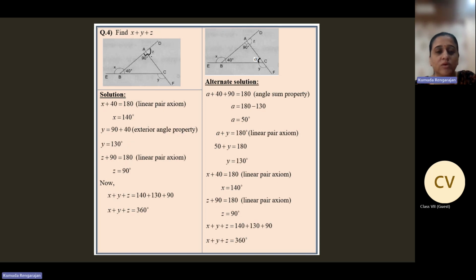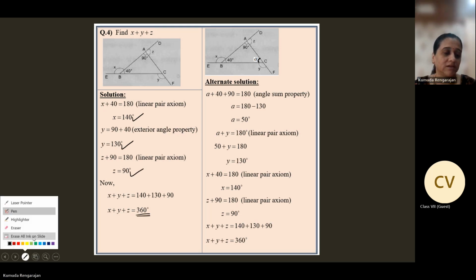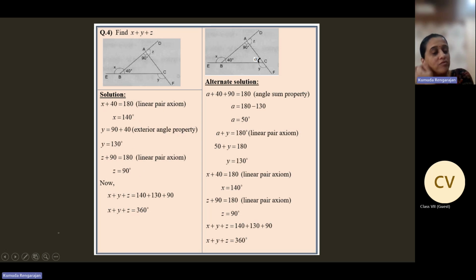Z plus 90 is equal to 180, linear pair. So Z is 90. Now x plus y plus z is equal to 140 plus 130 plus 90, which is 360. And it has to be 360 because the sum of the exterior angles of any polygon is always 360 degrees.